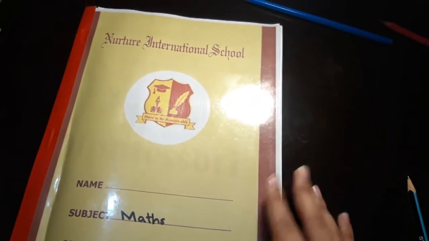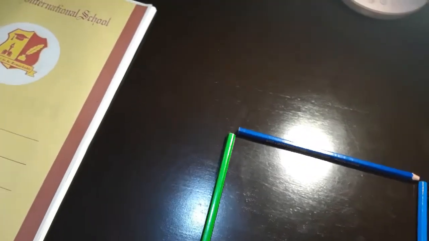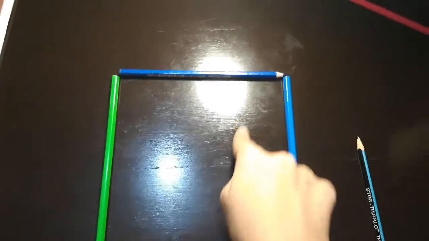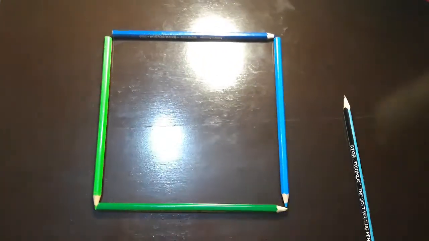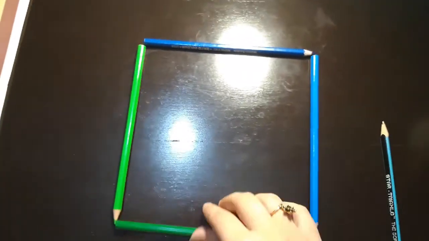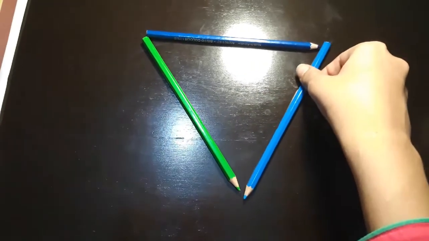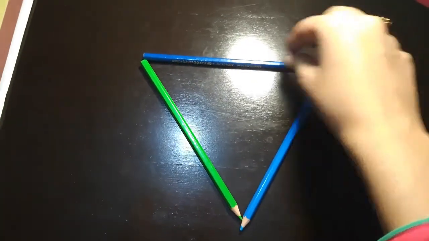And you can also take pencils. One of the best, fun things to teach them with is pencils. You cannot teach them about the circle with the pencils. It's a bit harder. So take colored pencils which are equal in size. And this is a square. Which shape do we have here? Square. Now let's make a triangle. How are we going to make a triangle? This is how you will make a triangle.